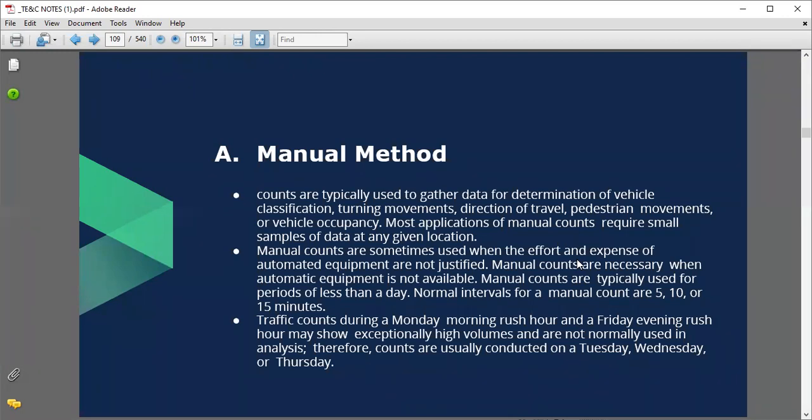Okay, so the manual method is without any equipment. We can understand the traffic flow or the traffic density on the road without any equipment, so there is no necessity of equipment. Manual counts are typically used for periods of less than a day. Normal intervals for a count are 5, 10, or 15 minutes. That means in that method different intervals are made, and within these intervals we can collect the information about the roads.